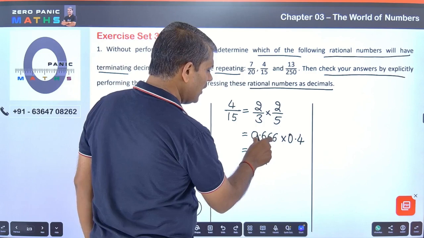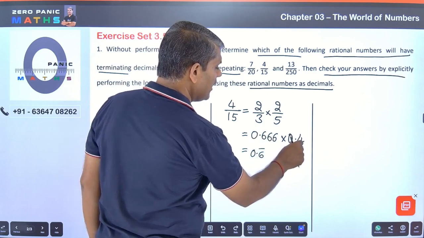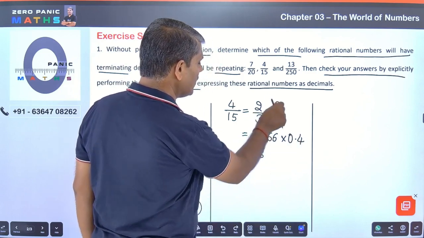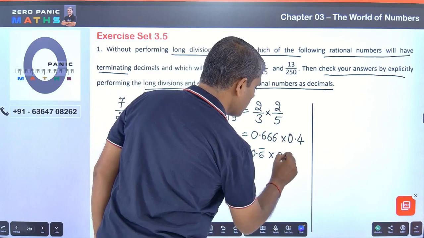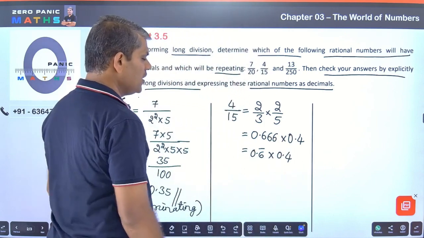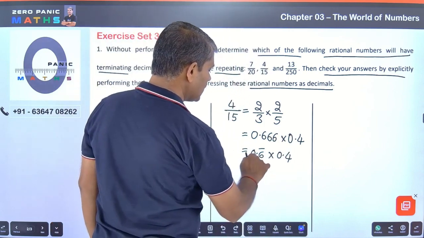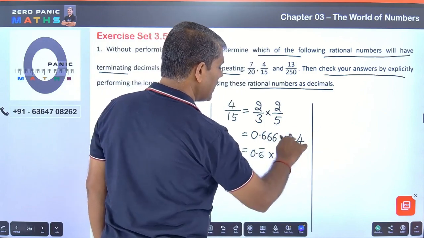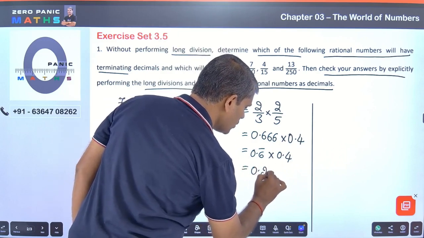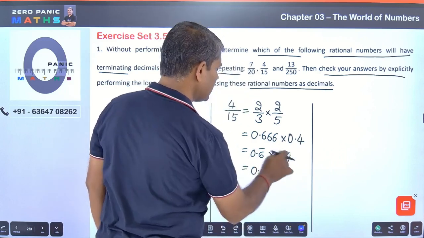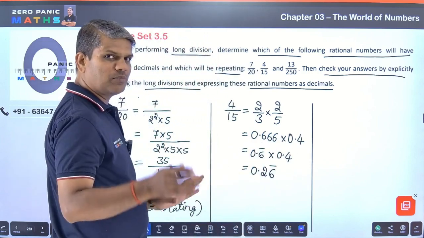It is a repeating decimal, a repeating rational, and it is a terminating rational. So I just converted that into two different values, and it will give me 0.4 multiplication. So when you multiply 0.666666 and 0.4, this will actually give you 0.2 and 6. It is 6 fours are 24, something like that.